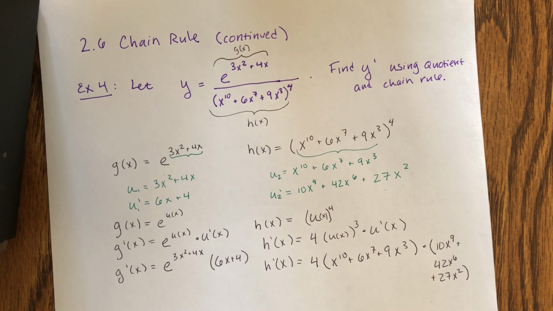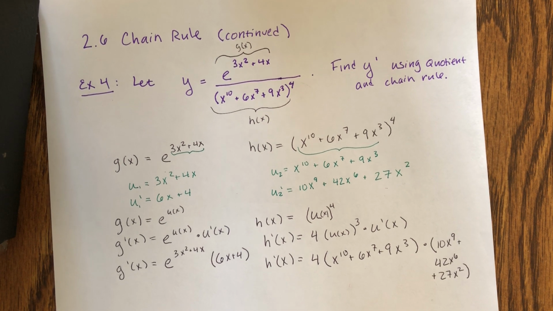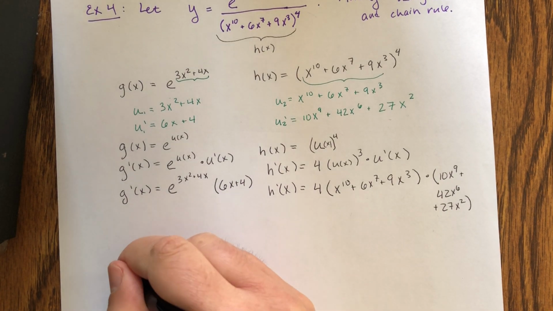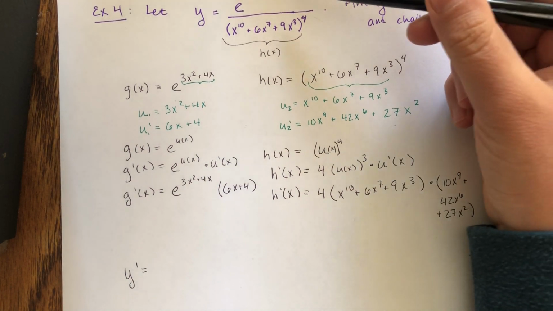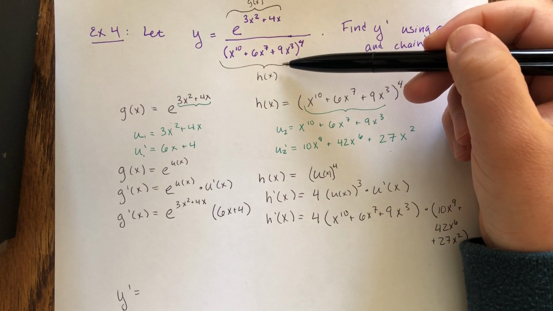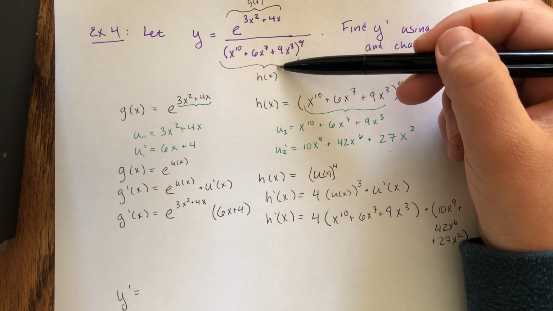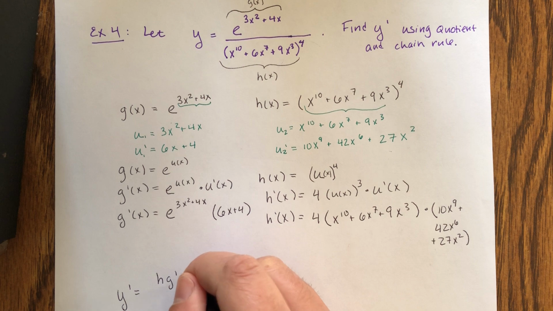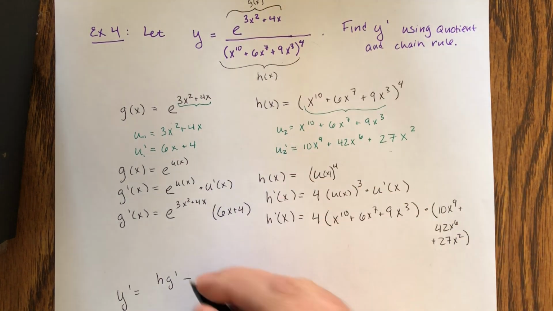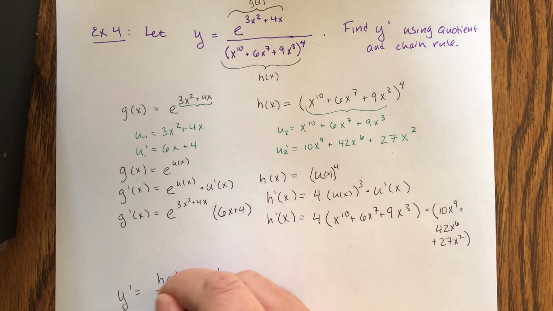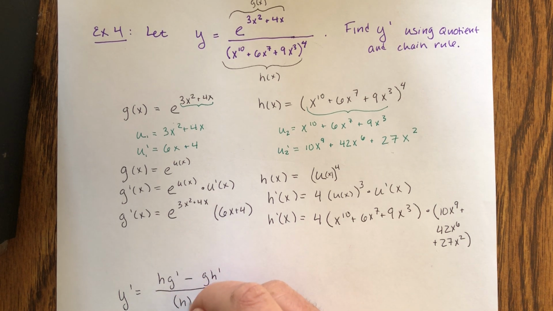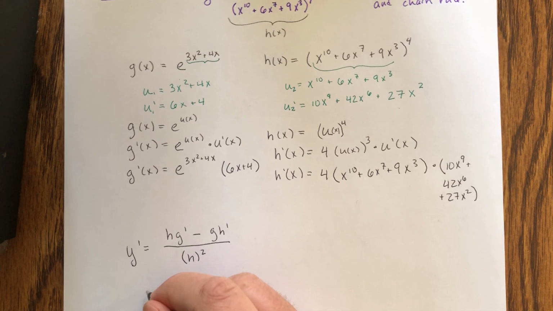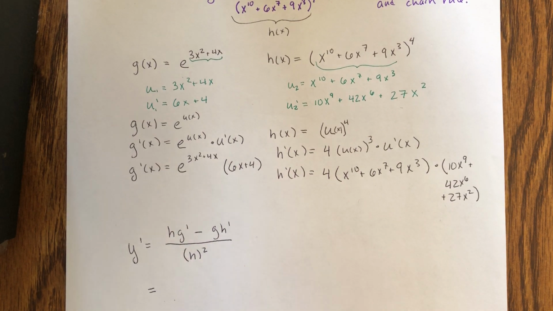It's a mess. But now that we've done our scratch work, it's just a matter of plugging everything into the quotient rule. So remember, the quotient rule tells us if you have a function of the form g over h, then the derivative is going to be bottom times the derivative of the top, so that would be h g prime, minus top times the derivative of the bottom, g h prime, all divided by the original bottom function squared.